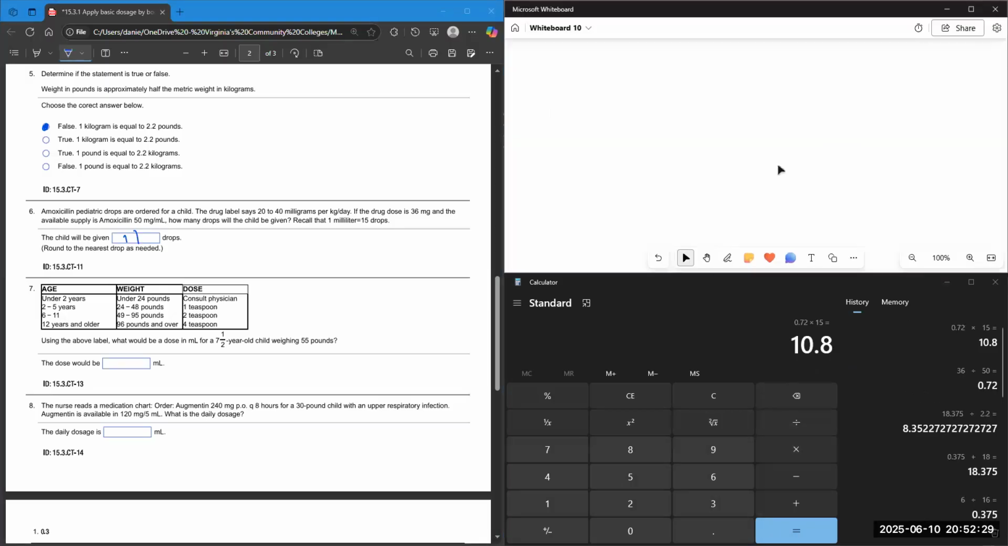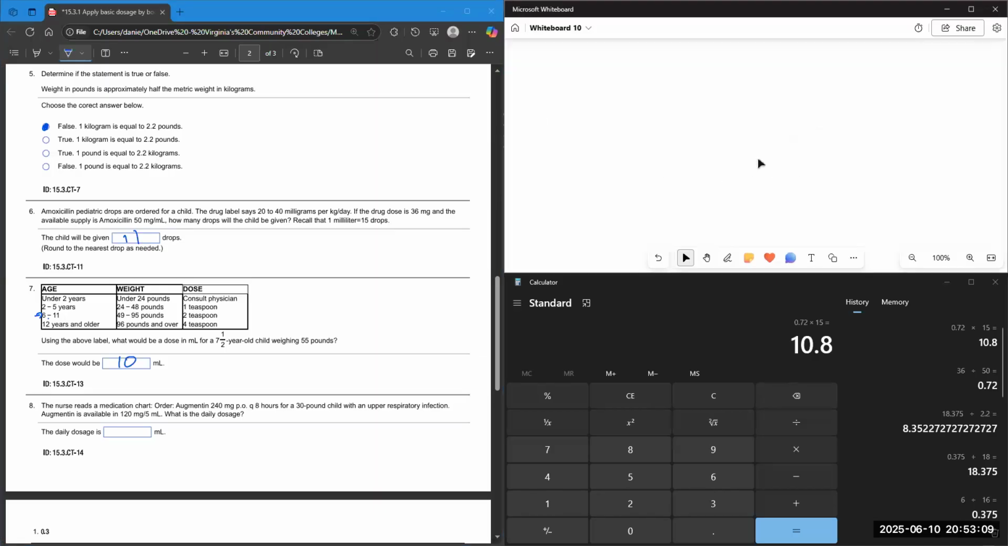Now we need to check this chart out here for a 7.5-year-old that weighs 55 pounds. So we're on this row because of age. We're also on that row because of weight. So we're good. We can use this chart to say we need to give 2 teaspoons, but they want an answer in milliliters. So we need to convert and say 1 teaspoon is 5 milliliters. 2 times 5 is 10 milliliters.